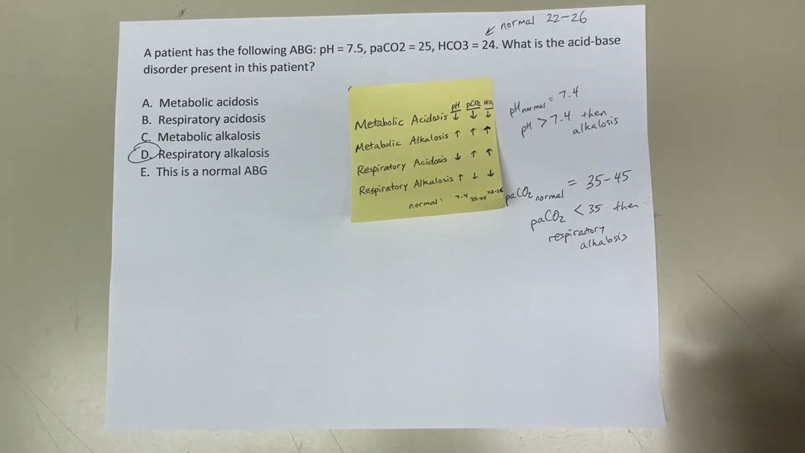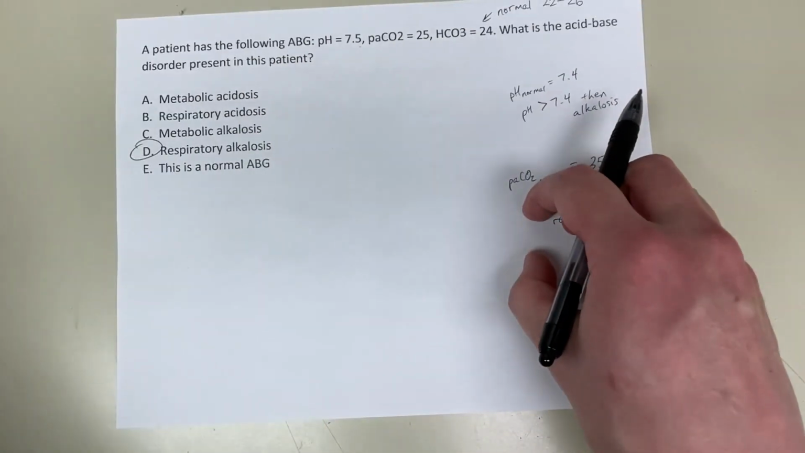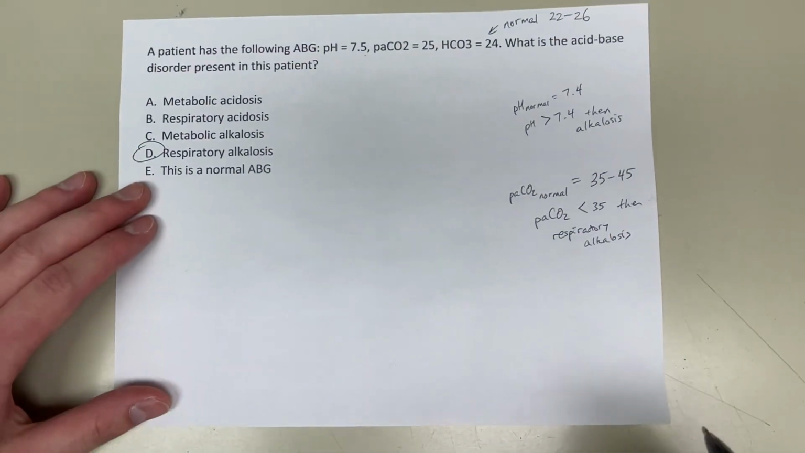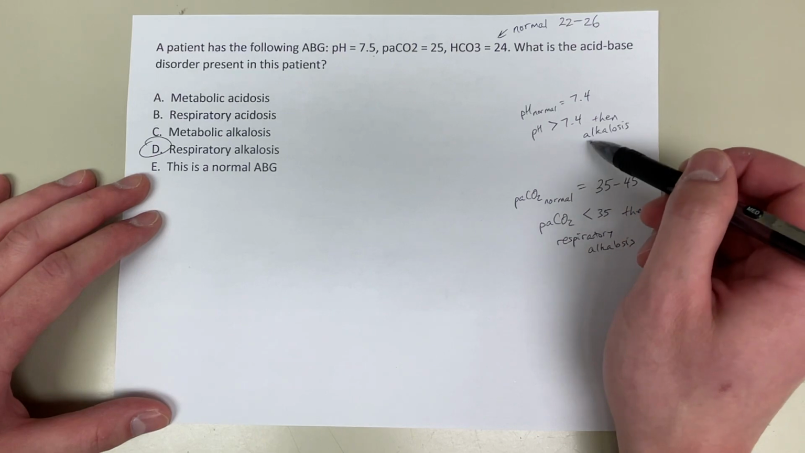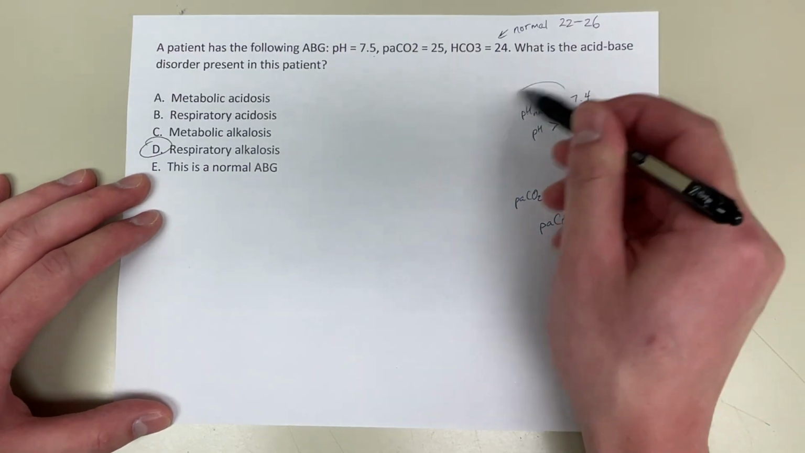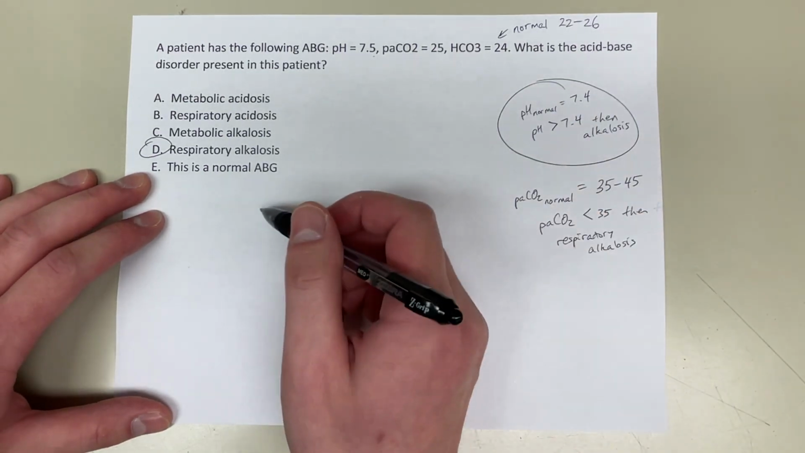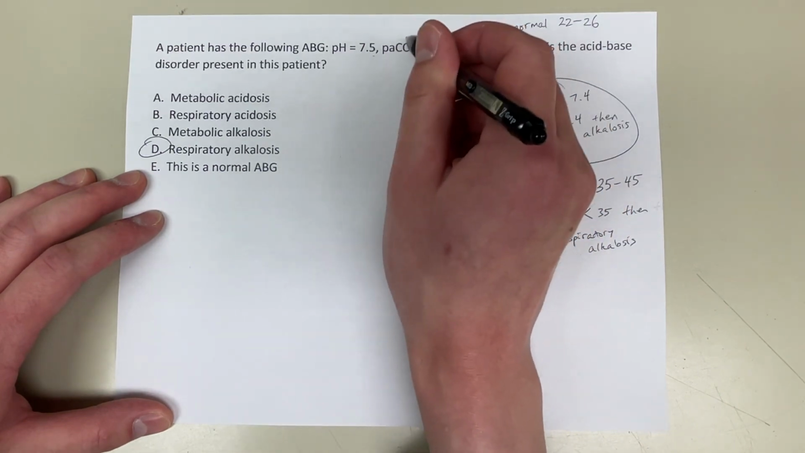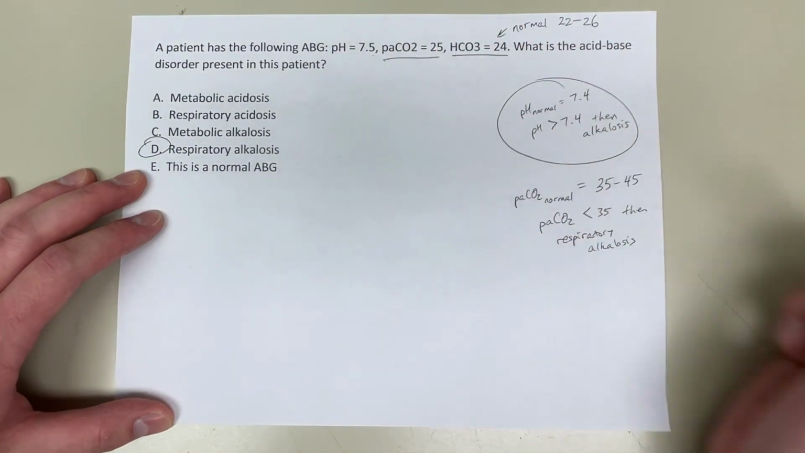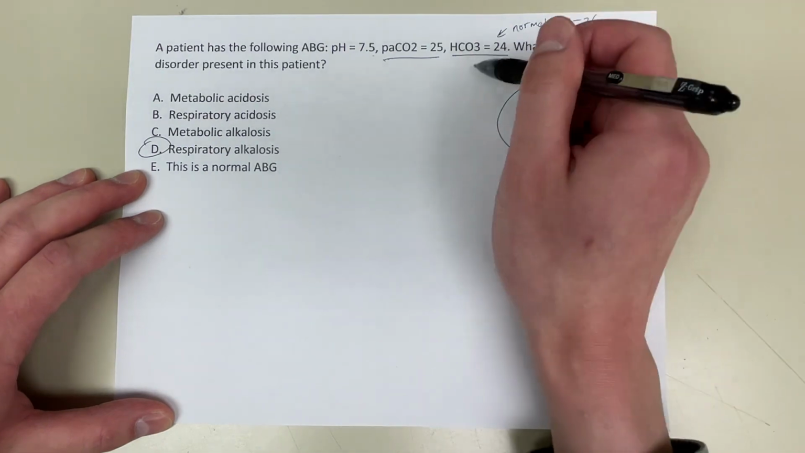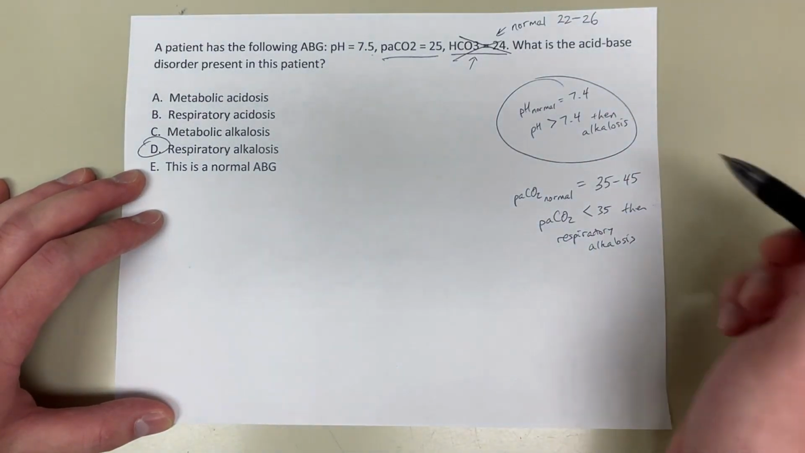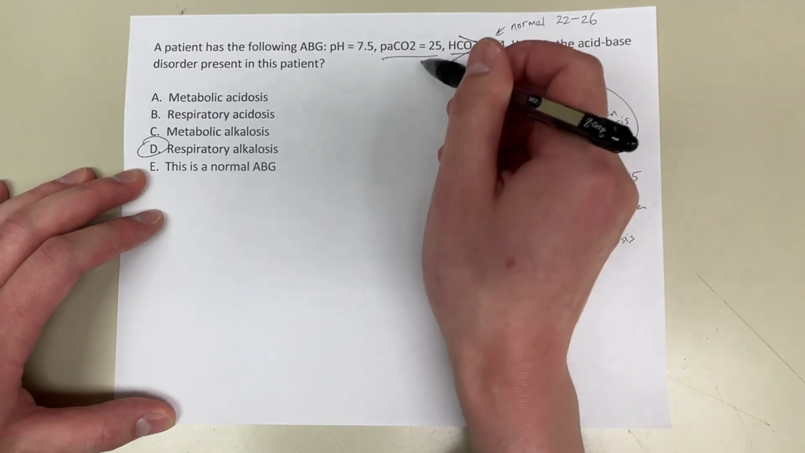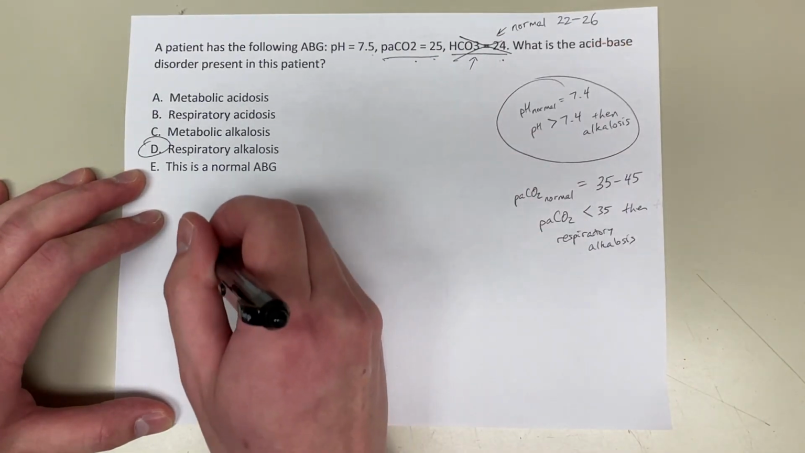If you have difficulty memorizing this chart, you can always do what I do, which is, after you find out whether it's acidosis or alkalosis based on the pH here. So do this first. And the next thing I'm going to do is look at both the carbon dioxide and the sodium bicarb. Well, I told you earlier this is normal, so this won't tell you anything. So you ignore this, since this is already normal. Carbon dioxide is 25.